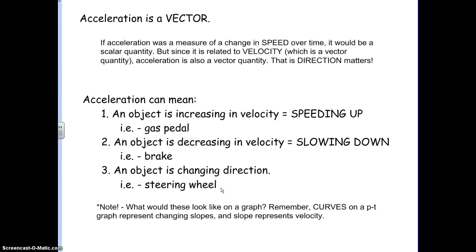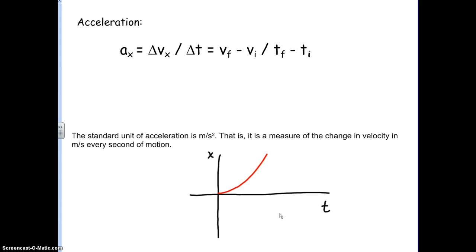Well, remember what we said was that on a position time graph, curves have changing slopes, and they would therefore indicate changing velocities, which is the definition of acceleration. So we'd be looking for curves on a position time graph, like so. So you can see here I drew a position time graph, and I have an upward opening parabola.